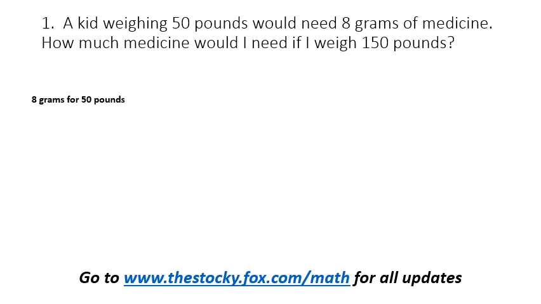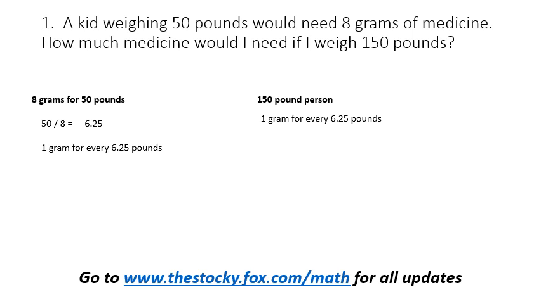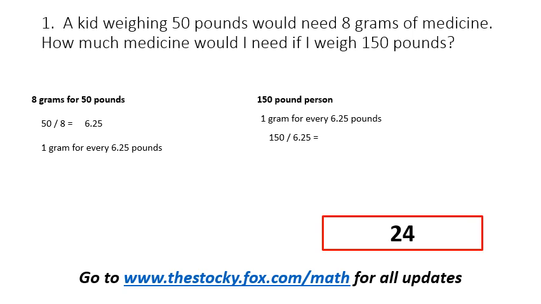This is a proportion problem. So we know that 8 grams works for a kid who weighs 50 pounds. We can divide 50 by 8 and we get 6.25. And what that means is for every 1 gram of medicine, you need to weigh 6.25 pounds. Well, now, what about a 150-pound person? Remember, we just found out for every 1 gram of medicine, you need 6.25 pounds. So you can take 150 and divide that by 6.25, and you get the answer 24.